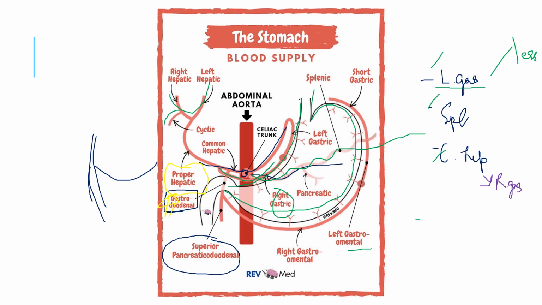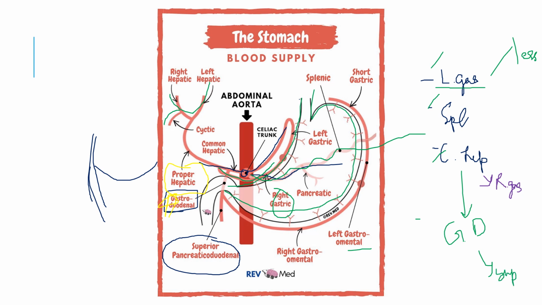Then the common hepatic, it has already given off the right gastric. Then it gives off the gastroduodenal artery. Okay, the gastroduodenal artery gives off the right gastroepiploic artery, which is supplying the greater curvature, and it also gives off the superior pancreaticoduodenal artery.